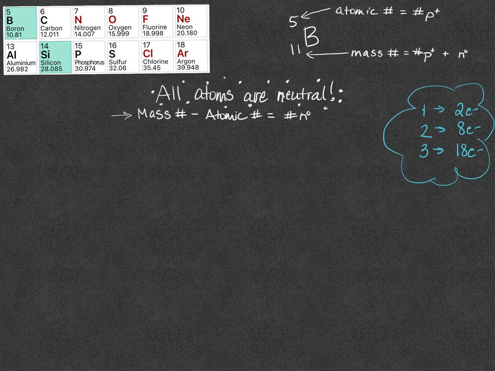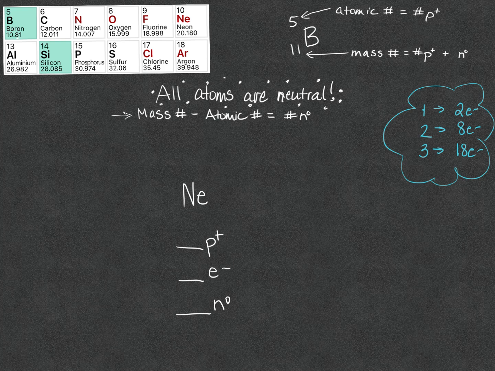So let's start with neon. Let's do neon. Neon is Ne. I want you to tell me the number of protons, the number of electrons, the number of neutrons, and then draw the Bohr model for neon. Go ahead and pause the video right now and try that, and then you can restart the video and see if you got it correct.